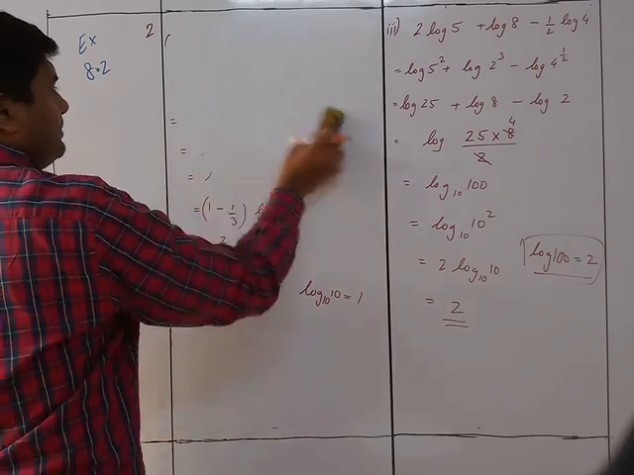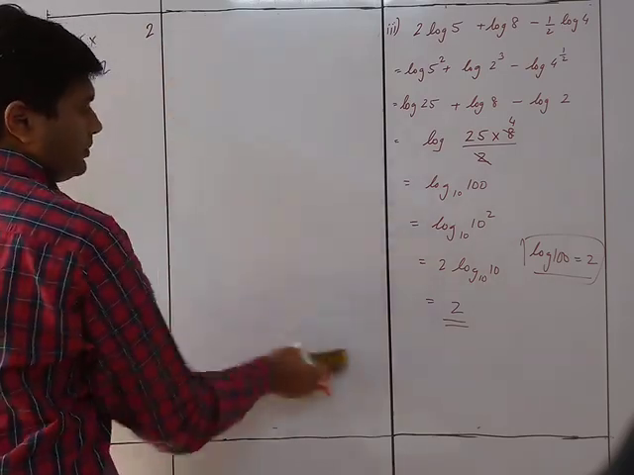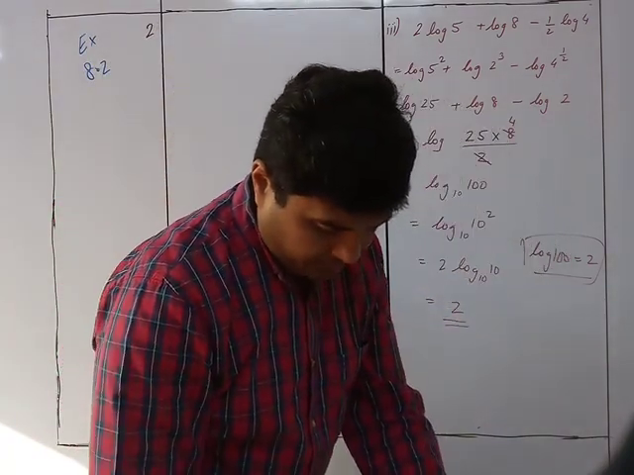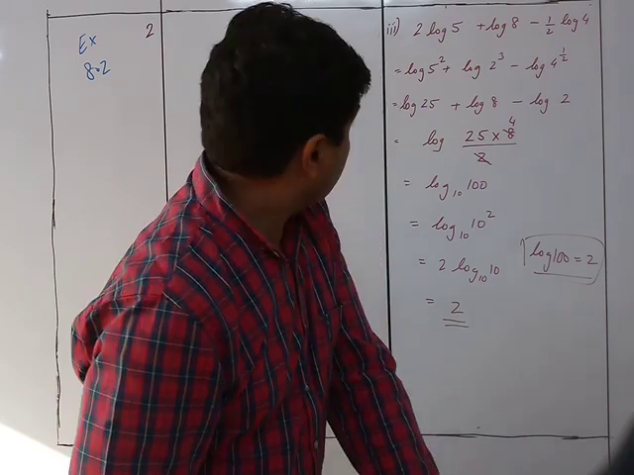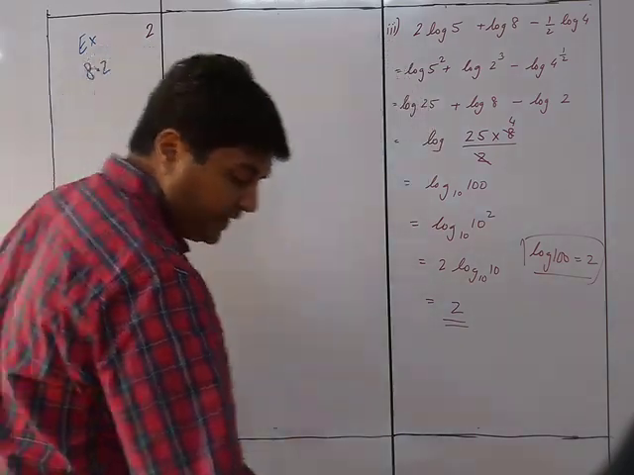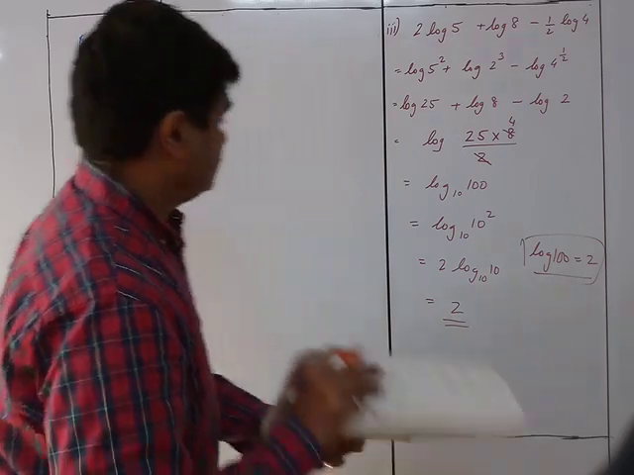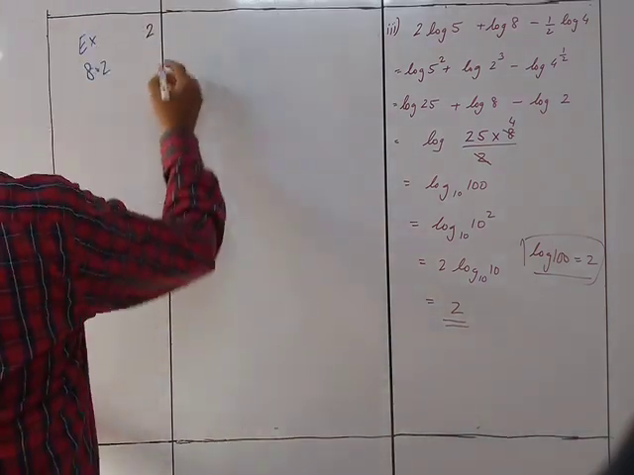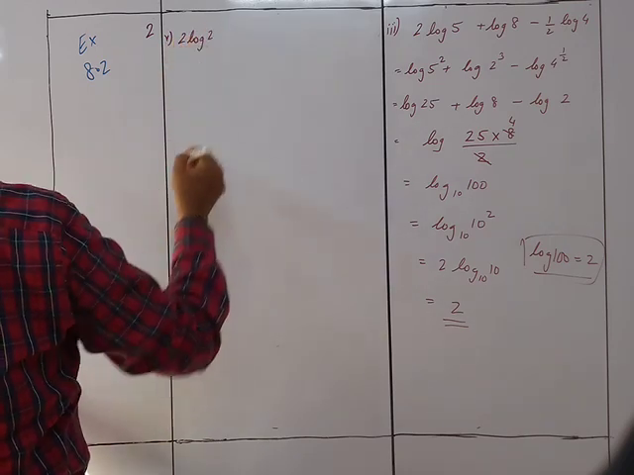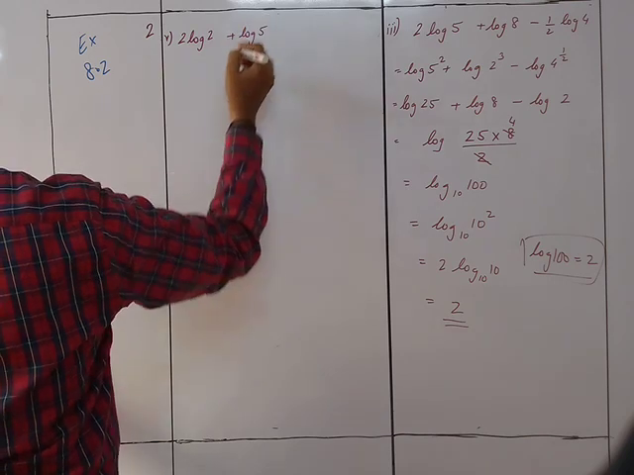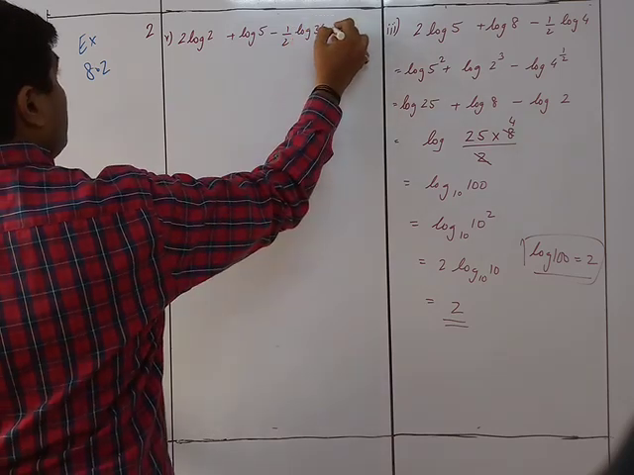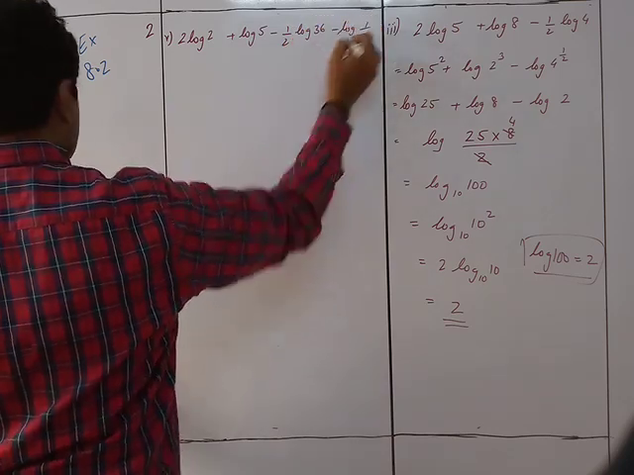We move on to sum number 5. Check it first. Sum number 3. This is question number 2, 2 ka 3. Sum number 5. Log 2 plus log 5 minus half log 36 minus log 1 upon 30.